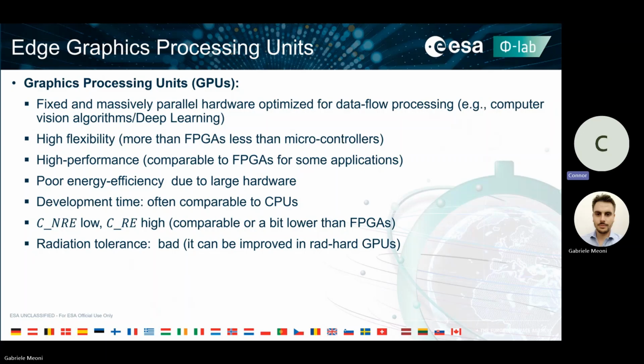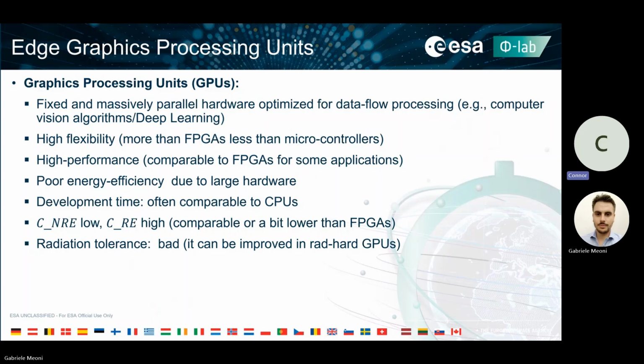The non-recurrent engineering is quite low because of that. The recurrent engineering, you know more than me how expensive they are. So they are comparable or a bit lower than FPGAs, but still very expensive. They have a problem. Radiation tolerance is typically very bad.